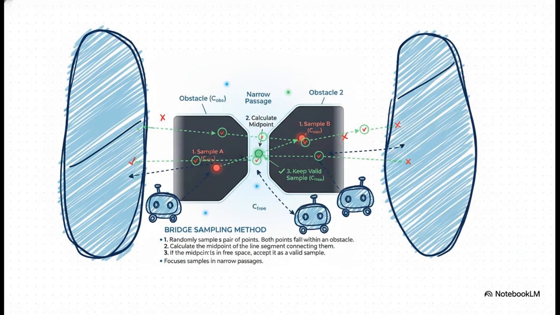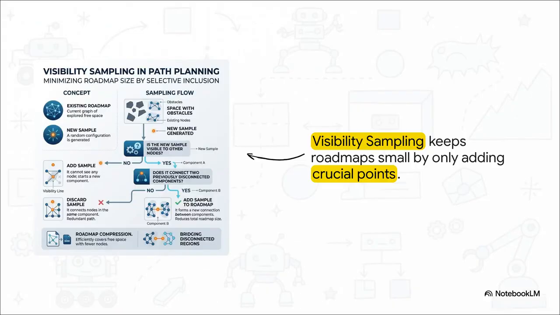Now, bridge sampling is even more direct. It's designed for one purpose, finding those gaps. It samples 2 points, and if they both fall inside obstacles, it checks the midpoint between them. If that midpoint just happens to be in free space, boom, it keeps the sample. Why? Because it has almost certainly just found a bridge between 2 obstacles. Super clever.